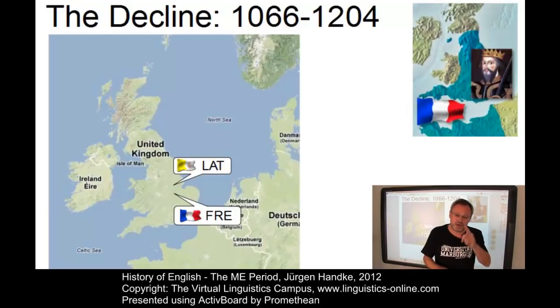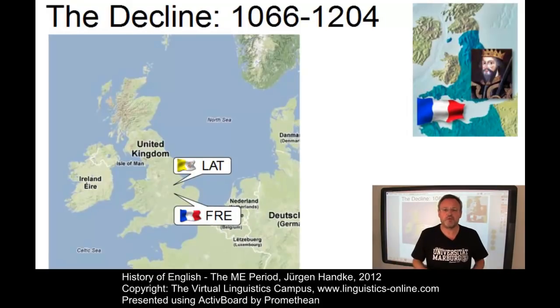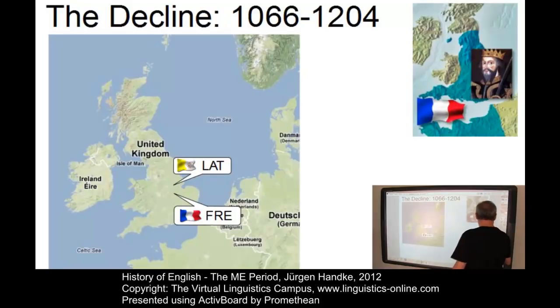Imagine what would happen to your mother tongue if it was no longer the official language in your country. Would it survive? Probably not. So it is really a miracle that English came back after having had the status of an unofficial language for about 200 years. Never forget that.